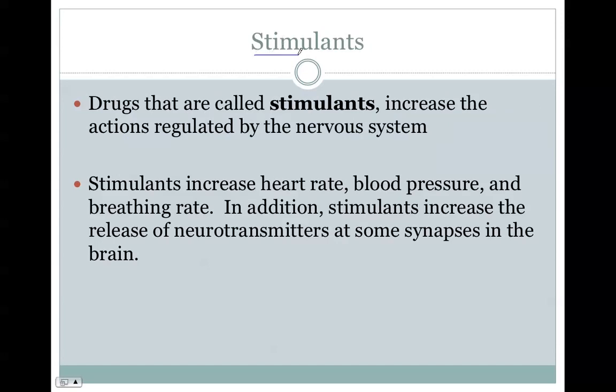The first category we'll talk about is stimulants. This drug is going to increase any of the actions that are regulated by the nervous system. So this means that it would likely, depending on the drug you're looking at in terms of a stimulant, increase heart rate, increase the blood pressure, increase your breathing rate, this type of function in your body. It's going to increase those.